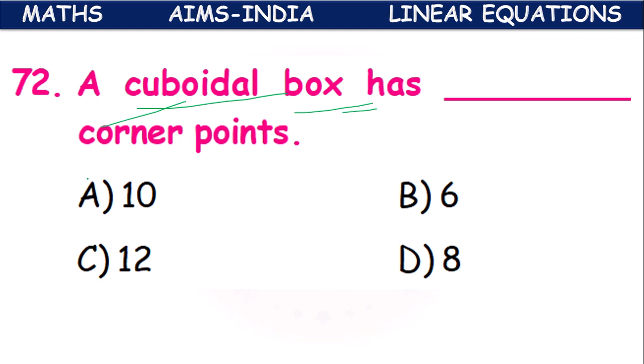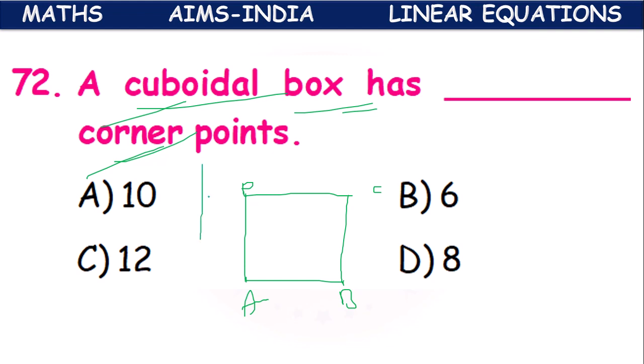Cuboidal box has how many corner points? Cuboid means a square shaped box. So A, B, C, D. Corners on the floor.